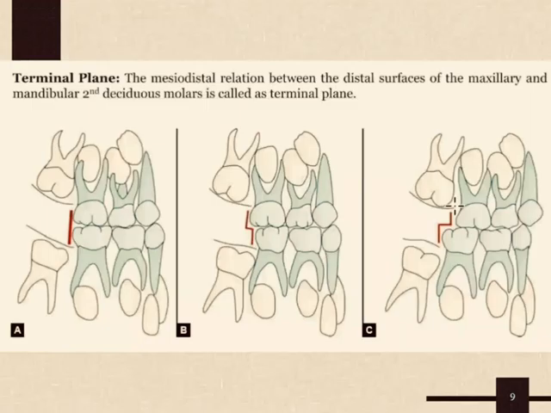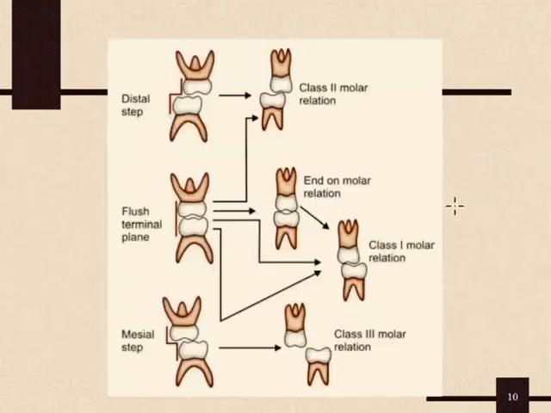This is a possible effect of the terminal plane relationship on the permanent dentition. This is the primary dentition, and these are the permanent dentition. This is what we have talked about. Normally this will happen in the mixed stage. When we have a mixed stage, with the first eruption of the 6, or the permanent molars, then we will have a mixed stage dentition.